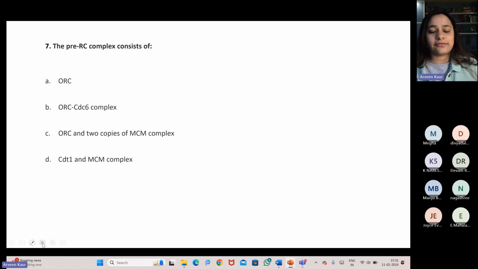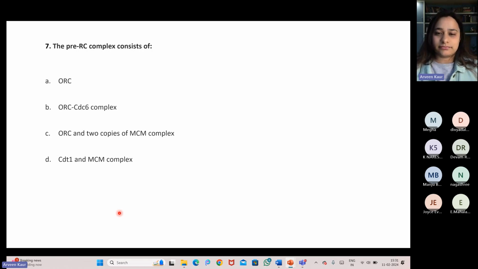This is something we have talked about in a different context a while ago. I hope you were looking at what illustrations were being presented. Even if you don't recall it from the sessions you have attended throughout the week, if you have gone through those illustrations well enough, you will be able to give this answer. Answer C, ma'am. Yes, the correct answer here is C. That is, ORC and two copies of MCM complex will form the pre-replication complex, right?